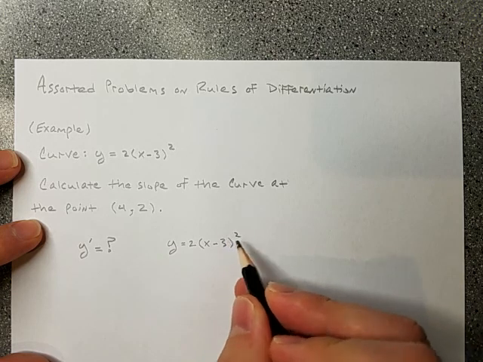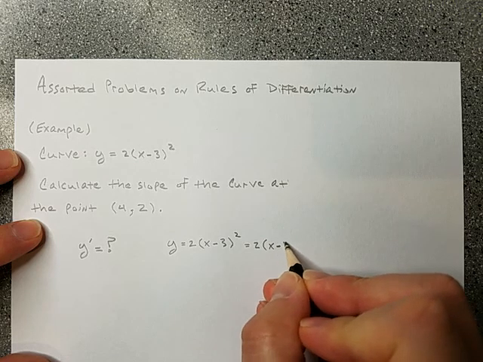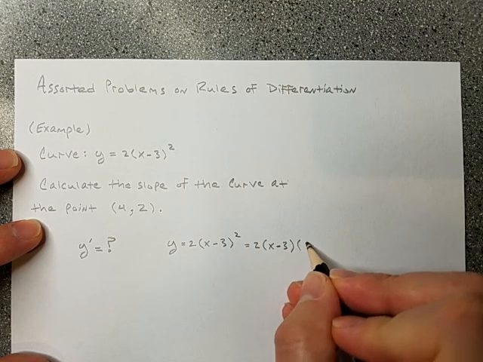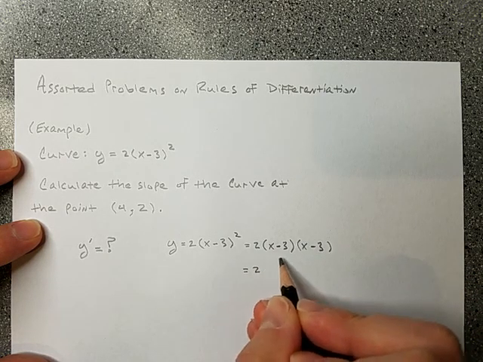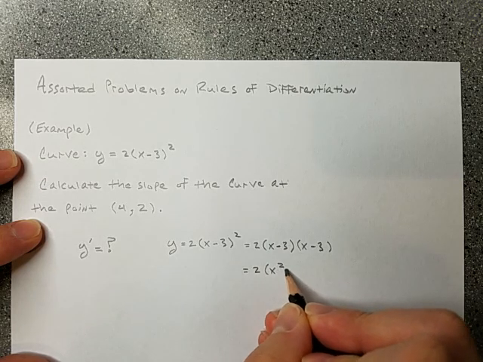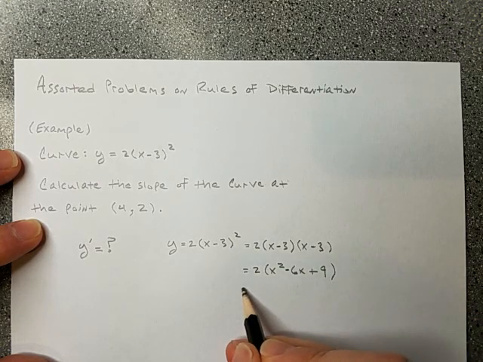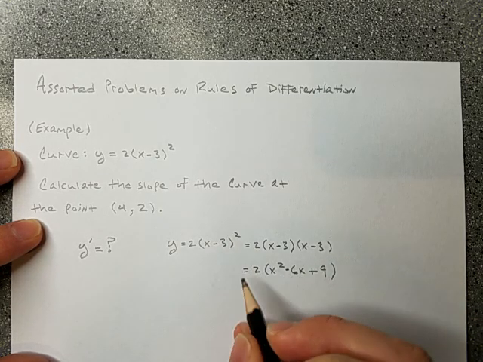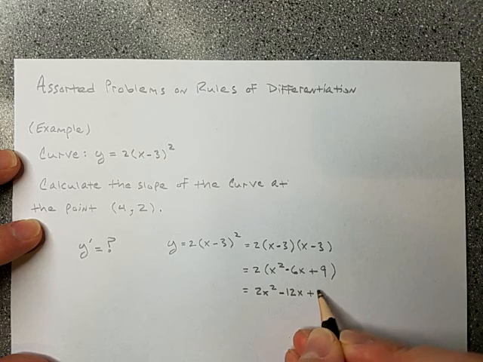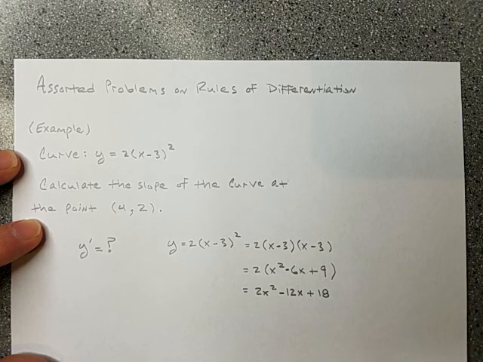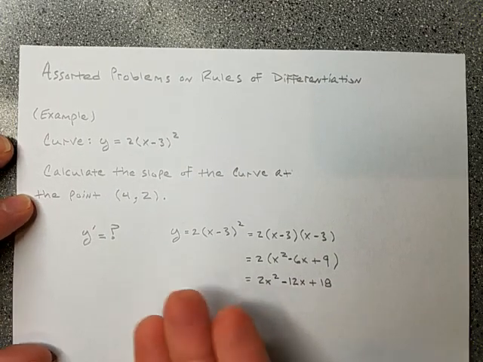I will multiply this out by squaring it. So I'm going to look at this as 2 times (x minus 3). Well, what does squaring mean? It means to multiply something by itself. So I'm going to do it like that, and then multiply these together. So I'm going to get x squared minus 6x plus 9. And then I'll go ahead and multiply through by 2, and I'll get 2x squared minus 12x plus 18.